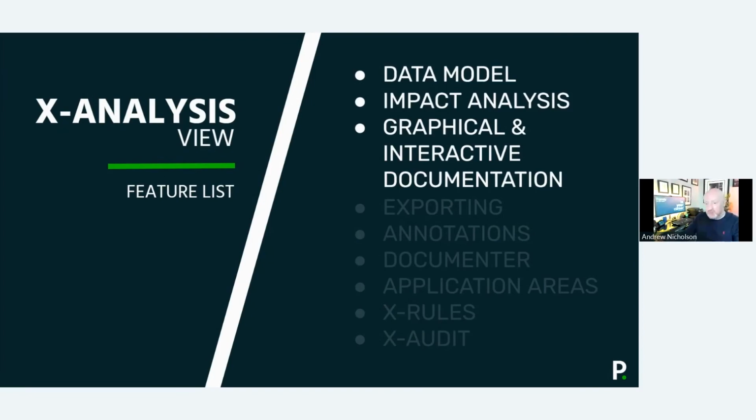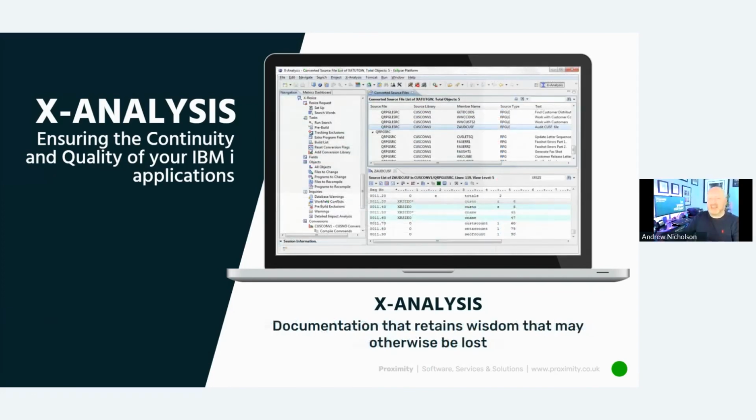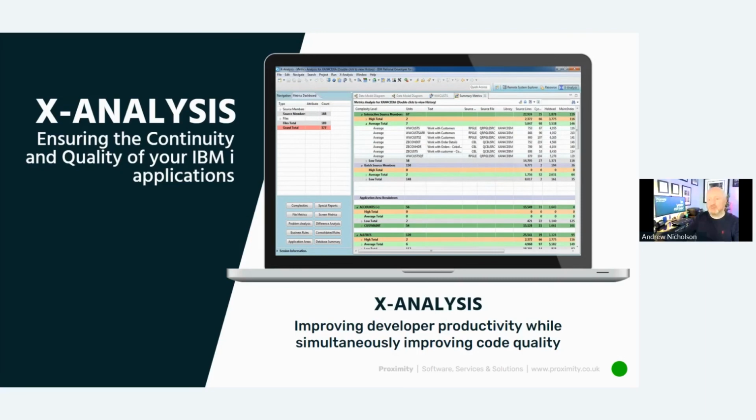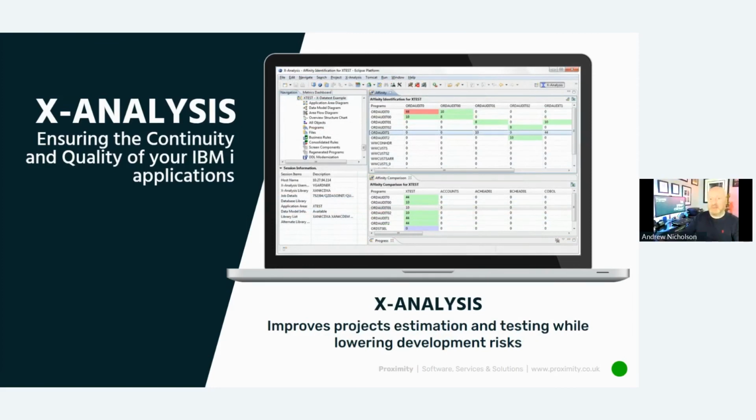So there are two options that are aligned for differing development requirements and budgets. Which version will be the best fit for your enterprise, I wonder? Whichever fits the best for your business, X-Analysis helps provide the confidence and power to maintain and develop your IBM-i applications. It has the technology to automate documentation creation, retain wisdom within the enterprise that may otherwise have been lost. It greatly increases developer productivity and helps improve code quality too. It supports project estimations, further testing capabilities while lowering development risks.